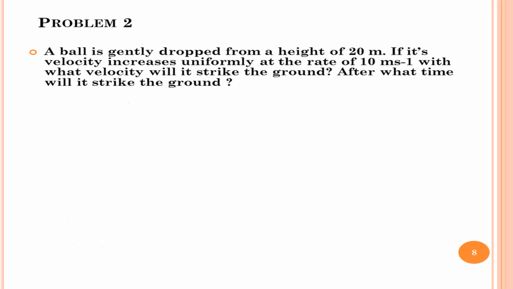A ball is gently dropped from a height of 20 meter. If its velocity increases uniformly at a rate of 10 meter per second square, with what velocity will it strike the ground? And after what time will it strike the ground?